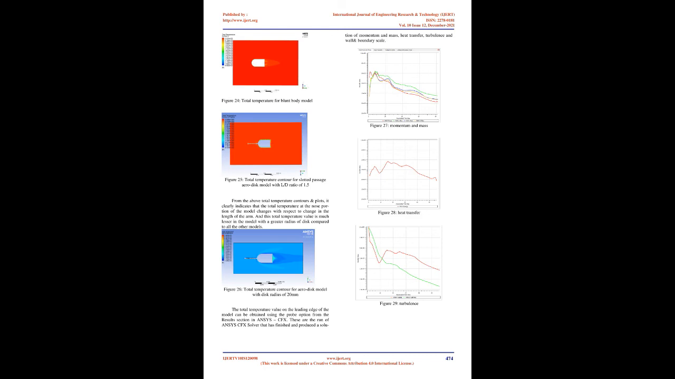The blunt body has a hemispherical surface at the nose part of the body. So, the total pressure on the surface is very high. The total pressure contour placed below describes the total pressure on the blunt body model.